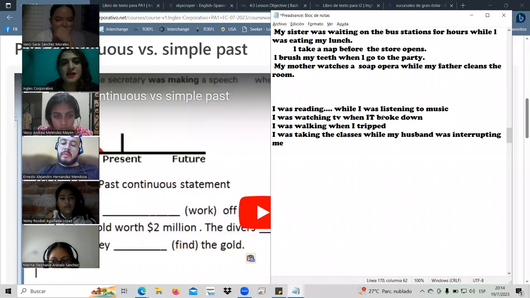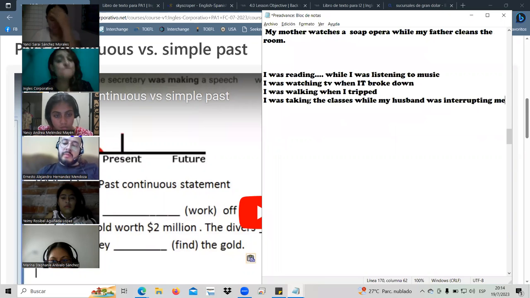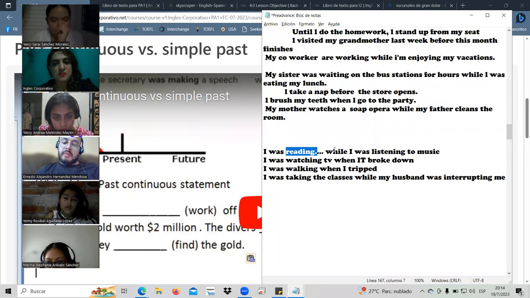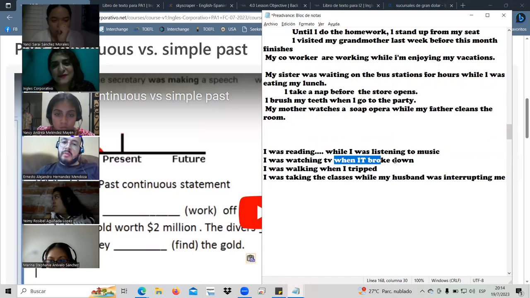Oh, well, that's really true. So you see, estaba tomando la clase mientras, right? Another activity was happening. Yeah, nice. So when I use while, both have to be in past continuous. And if we use when, we can use when at the beginning. For example, when the TV broke down, I was watching my favorite program.